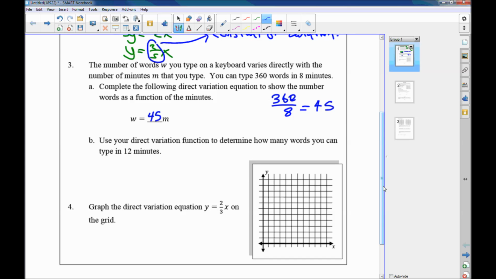Now you should always check yourself with the input-output pair that we have here. So 8 is supposed to make 360. And if we plug 8 in for m, 45 times 8 does make 360. So this is the right equation. So our constant of variation in this problem, one more time, is 45.